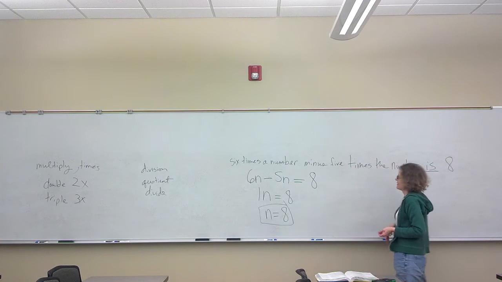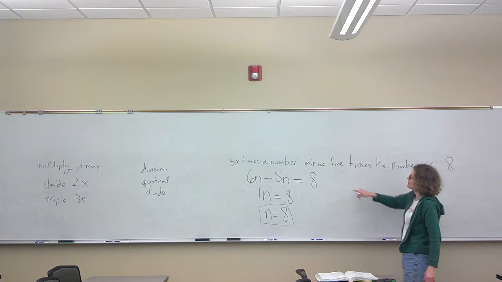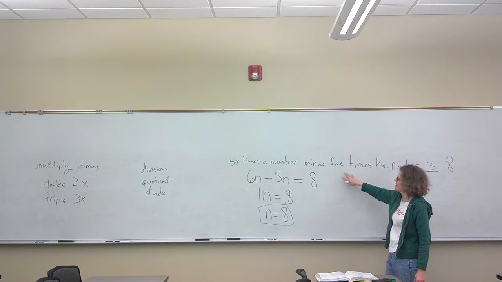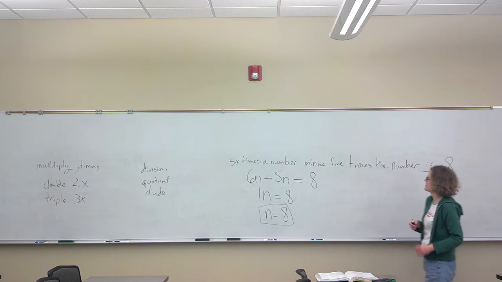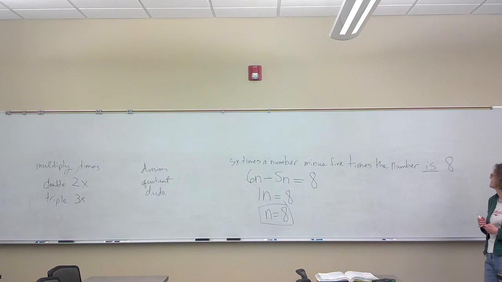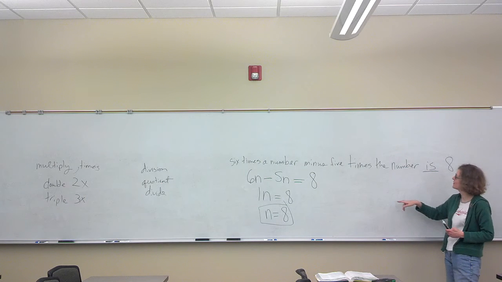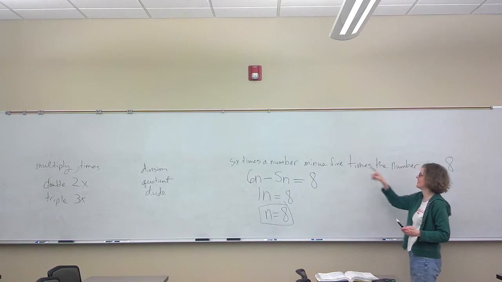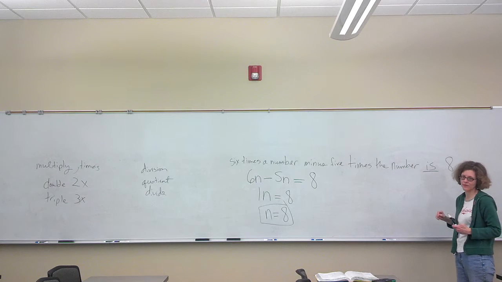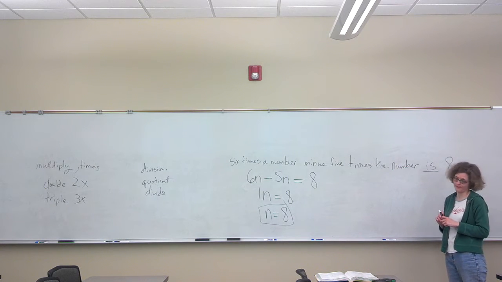So we're going to put all these keywords together and try to solve a problem. So I've got 6 times a number minus 5 times the number is 8. Be sure when you do these that you've got 2 numbers stated here. This means use the same variable. If you use 2 different variables, you're screwed.